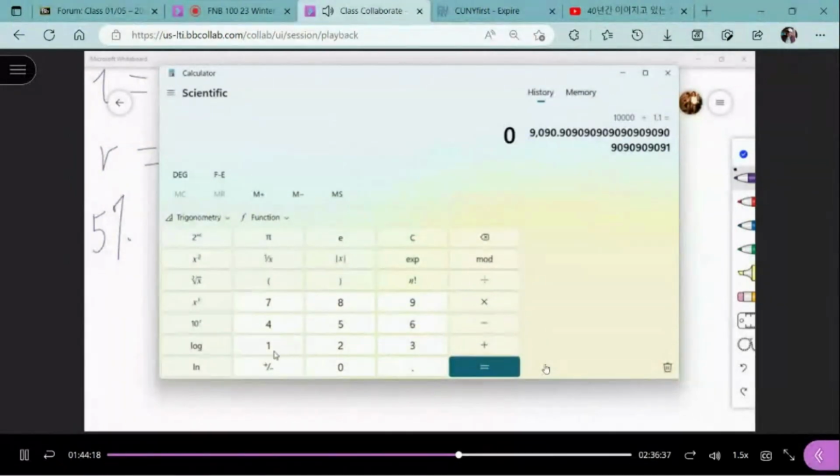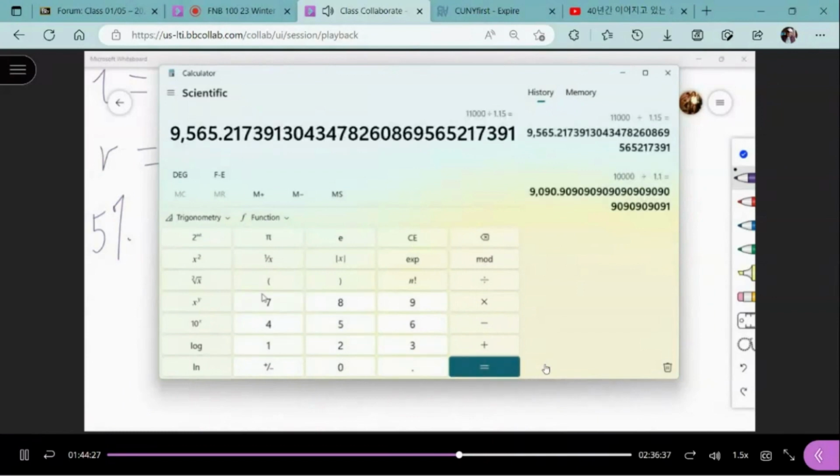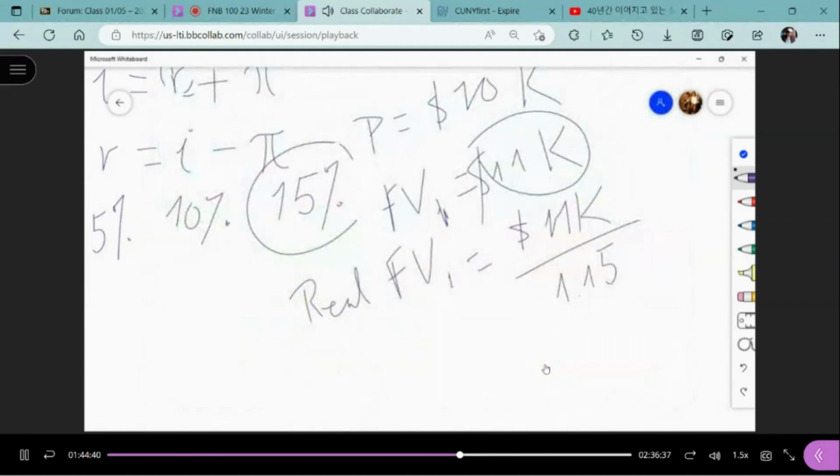11,000 divided by 1.15. So in real terms, it is 9,565.2. Okay, so what does that mean? You have nominally $11,000 now because you have 10% interest, but there has been 15% inflation. So everything is 15% more expensive. That means a bottle of Coke is now $1.15, and with $11,000, all you can buy is only 9,565.